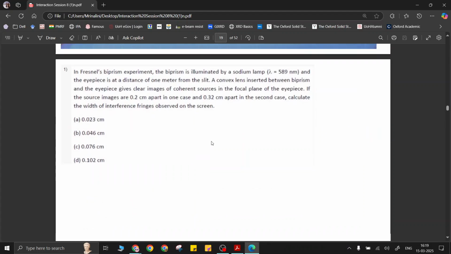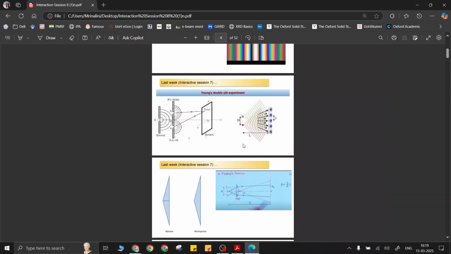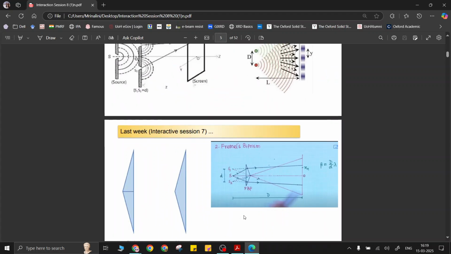So let's start with the numericals, which are more important in this discussion session. So the first problem is in Fresnel's biprism experiment. If you remember, we had this. Here it is.